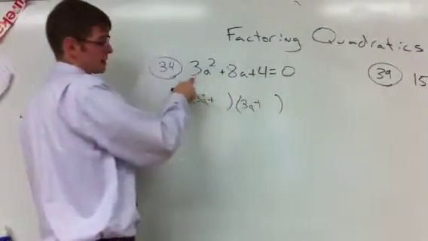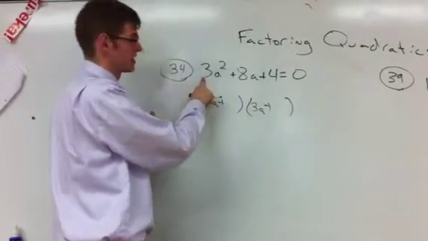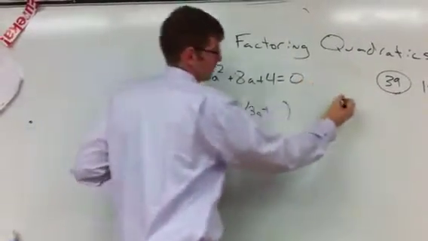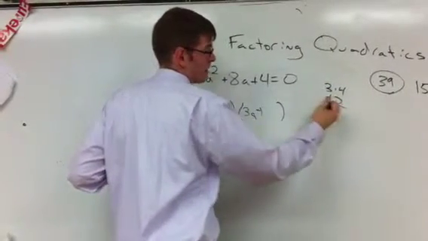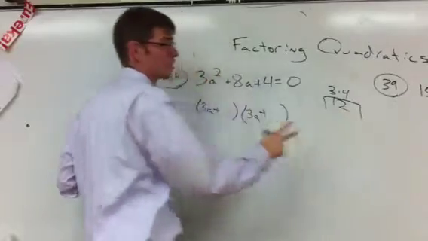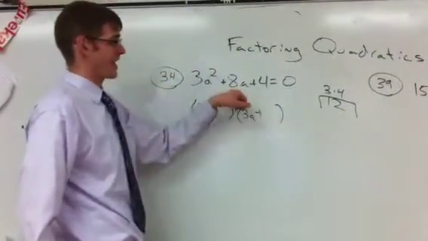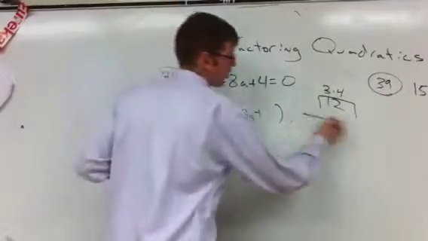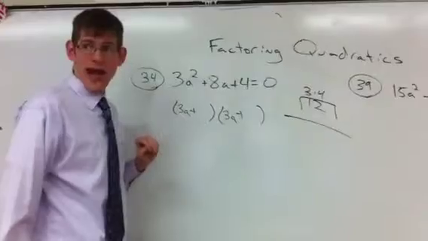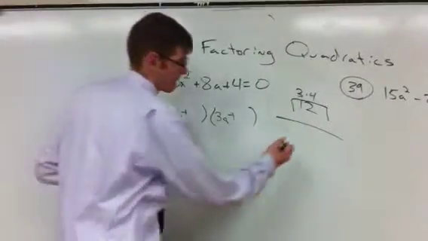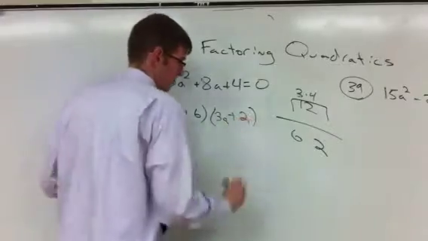So we need to multiply the a and the c in ax squared plus bx plus c. A times c is 12. So it's 3 times 4 equals 12. And we need two numbers that multiply to get us 12 and add to get us 8. So what are the two numbers that multiply to get us 12 and add to get us 8, Rebecca? 6 and 2. 6 and 2, right? So we put in a 6 and we put in a 2.